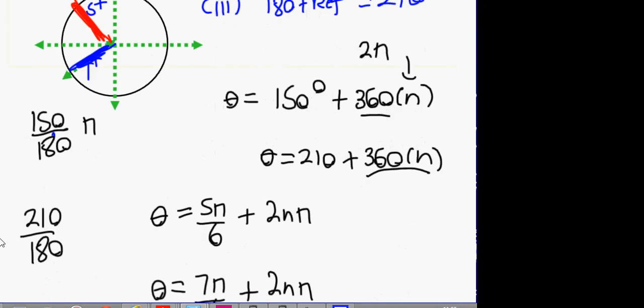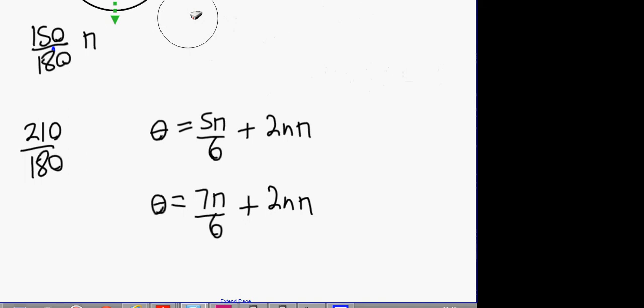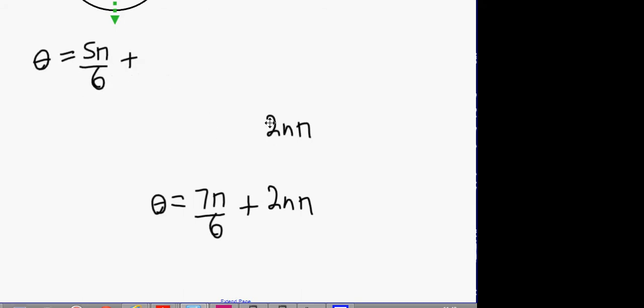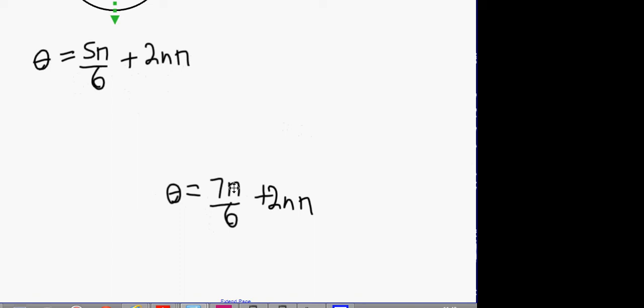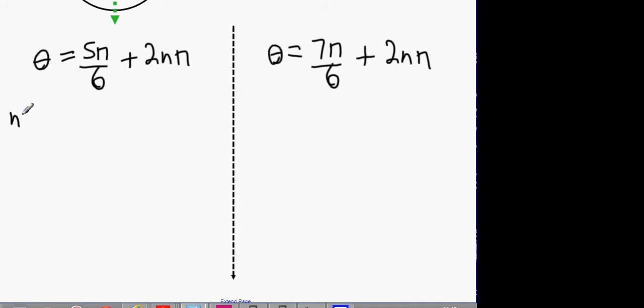Between 0 and 2 pi, look what happens. Now you have to make sure whatever your answer is, it's not allowed to be above 2 pi. So if I take all this together, that's my first set of answers, and this one here is my second set of answers. Now look what happens. Just draw a line down the middle. Start off with n equals 0. If n equals 0, what's the answer?